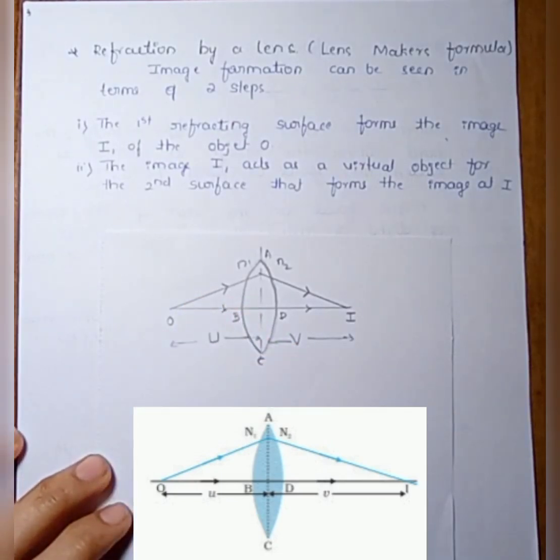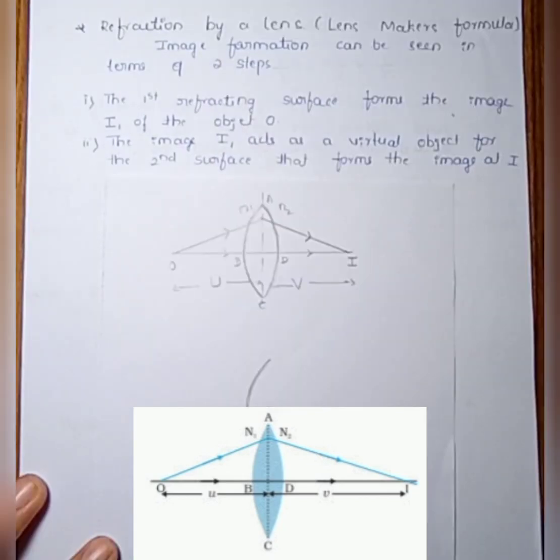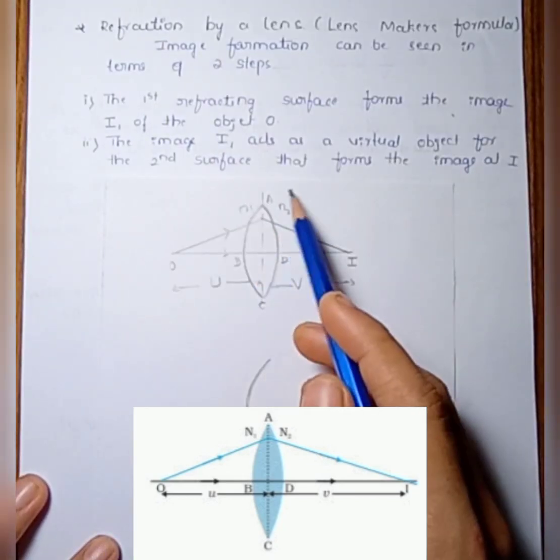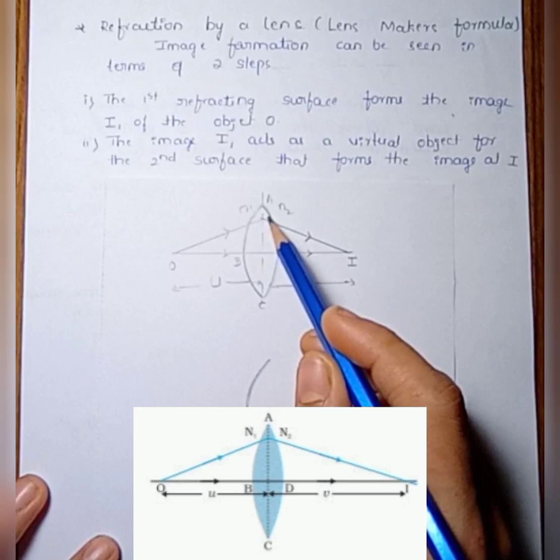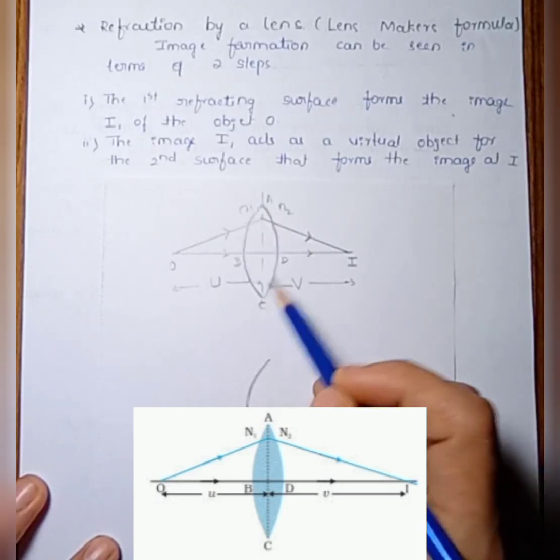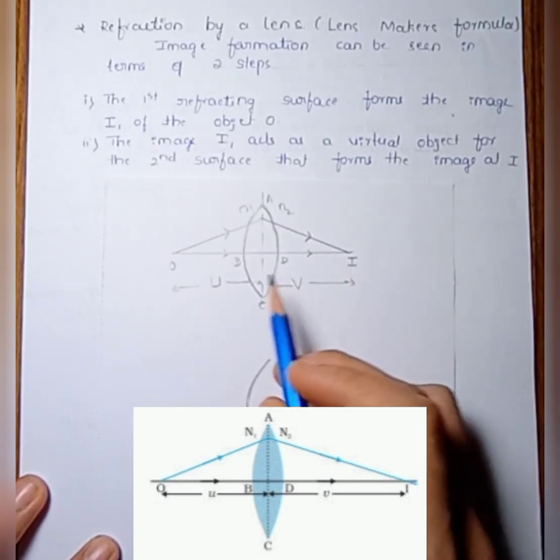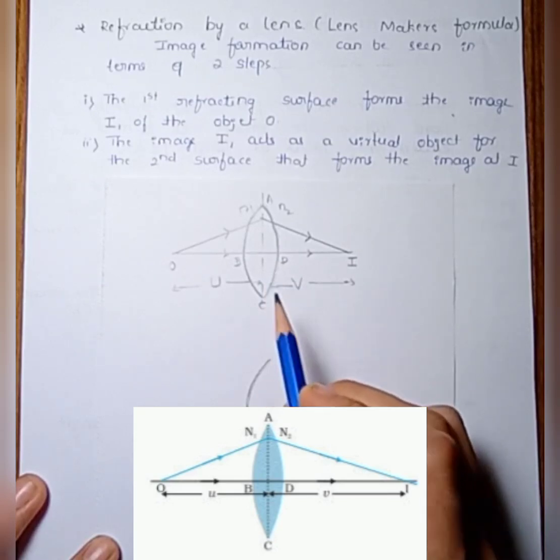Next one is refraction by a lens. That one is the lens maker's formula. Here, what do you mean by lens? It's an optical medium bounded by two spherical surfaces. Consider a double convex lens which contains two refracting surfaces. Here, image formation can be seen in terms of two steps.